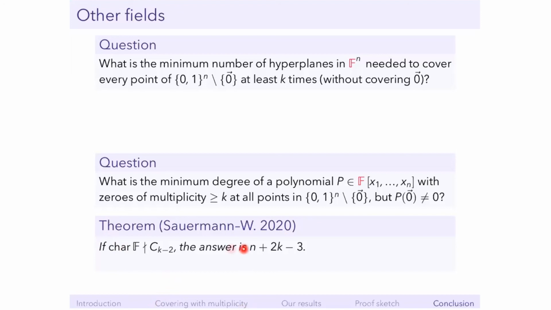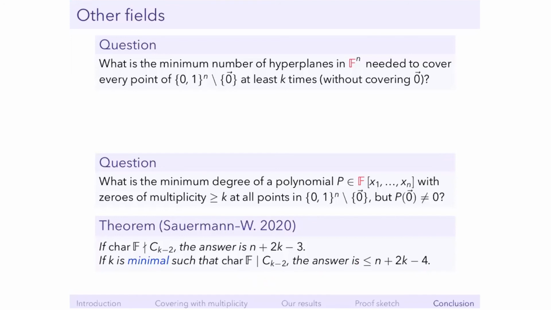However, this is almost an if and only if. There's an almost converse, which is that if k is the smallest number such that the characteristic actually does divide this Catalan number, then the answer is strictly smaller than n plus 2k minus 4. Basically, the proof I showed you is almost like every step is an if and only if. And so in particular, if this Catalan number actually is 0 in this field, then you can use the exact same proof to write down a polynomial that vanishes to multiplicity at least k while not vanishing at the origin, whose degree is strictly smaller.